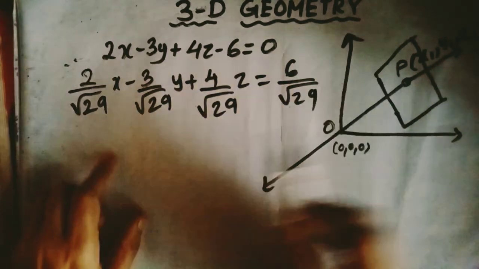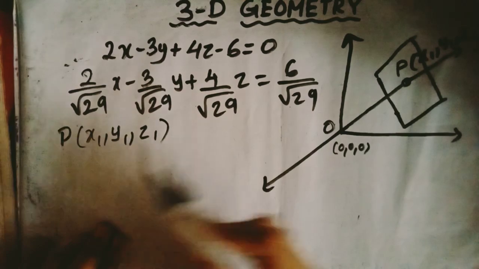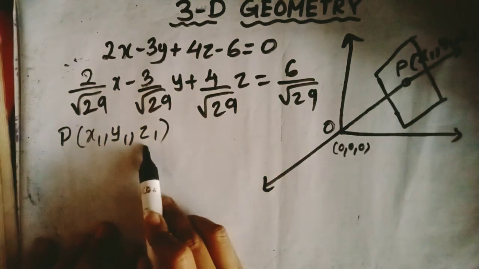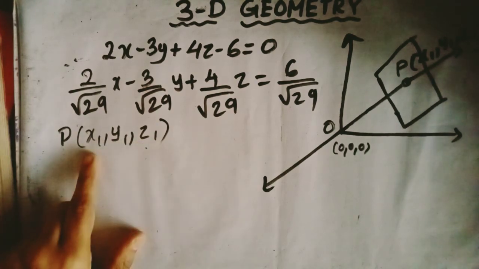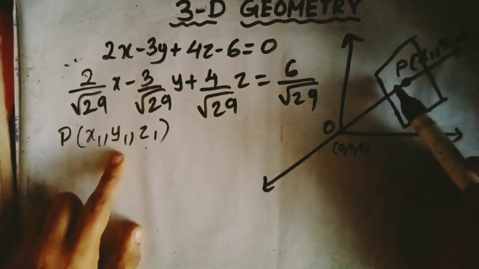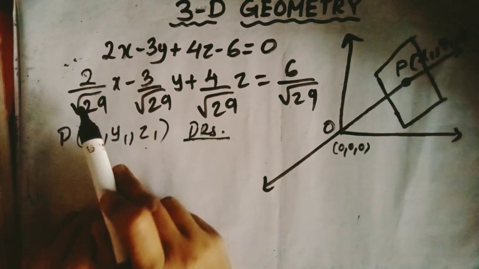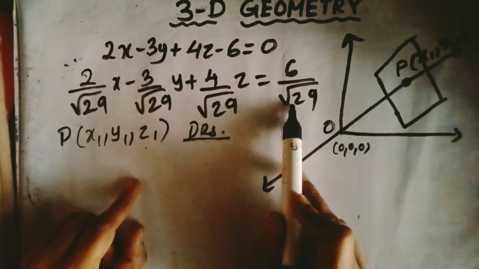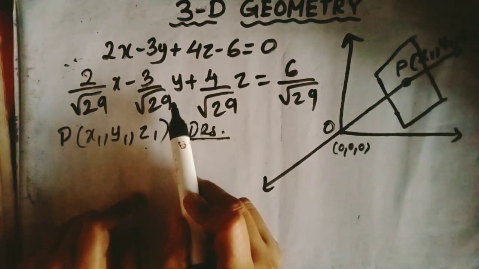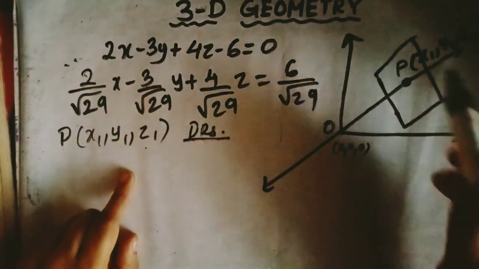Now we have taken point x1, y1, z1 as foot of the perpendicular. Okay, so now this x1, y1, z1 are the direction ratios of OP. Okay, OP line. So x1, y1, z1 are the direction ratios, and since this is the equation of the plane, we can take this 2 upon root 29, minus 3 upon root 29 and 4 upon root 29 as the direction cosines of this line OP.